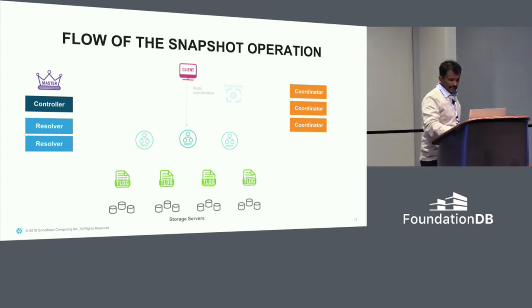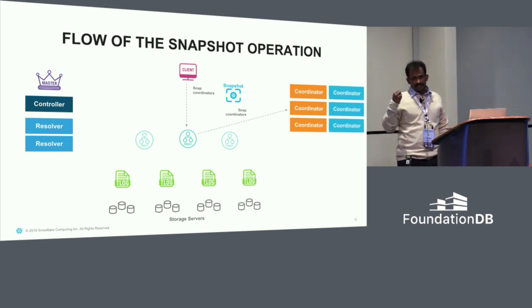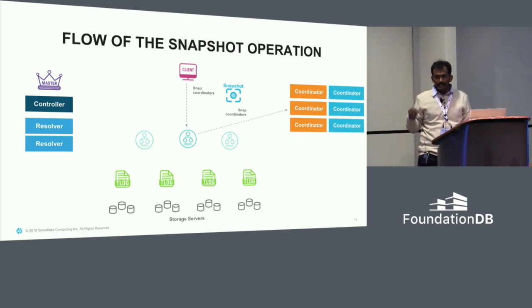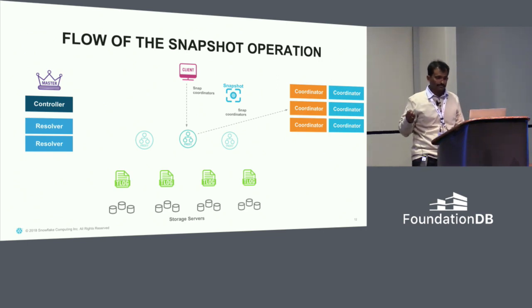So the client initially sends a request to snap the coordinators to the proxy, which gets forwarded to the coordinators. When the coordinators see this request, they snapshot their own file system or block storage based on the configuration. So basically, the blue boxes that emerged are the snapshot disk images of this coordinator.